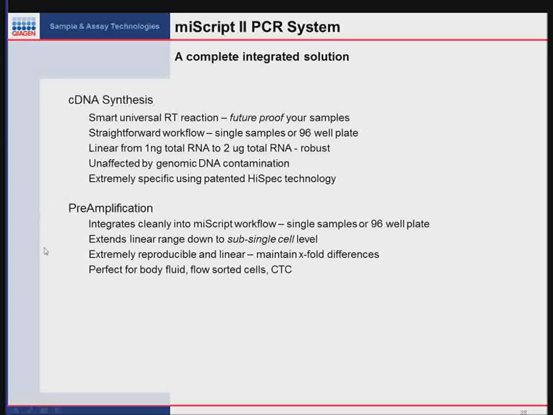The preamplification kit was built to be perfectly integrated into the system. It also is usable on single samples or in a 96-well format. It extends the linear range of miScript down to essentially as low as you can go, a single cell level input to look at a miRNome. It's very reproducible, very linear, and for body fluids in particular like urine, it's essential. So rather than purify RNA from a liter of urine, you can use microliter volumes.